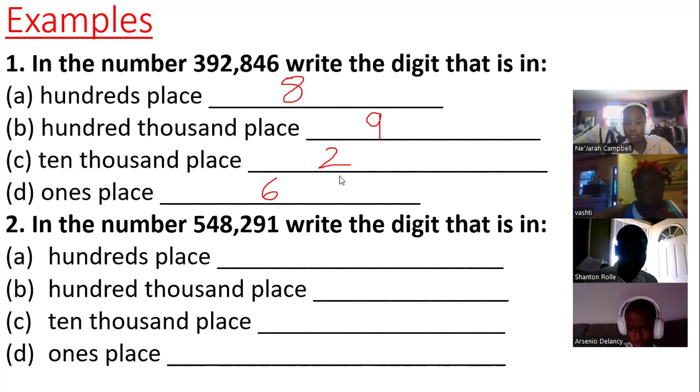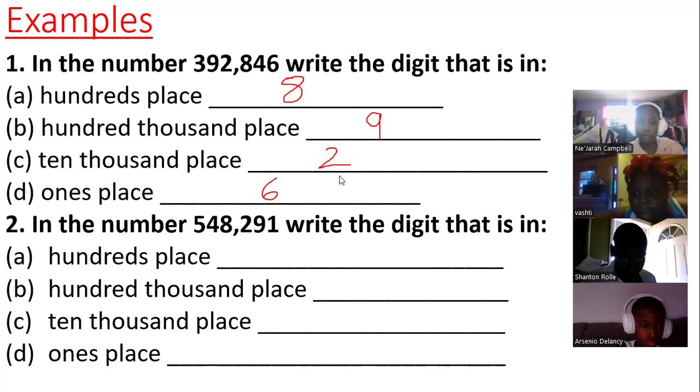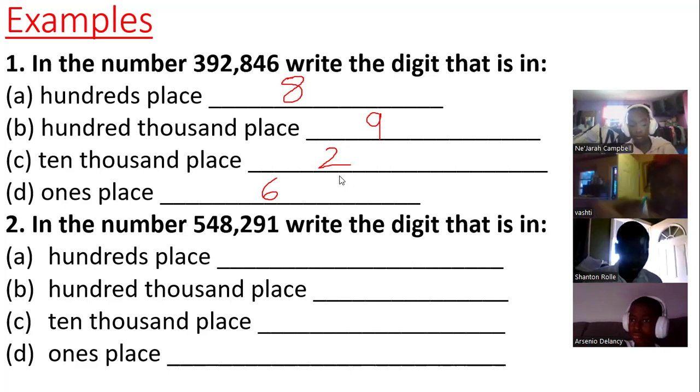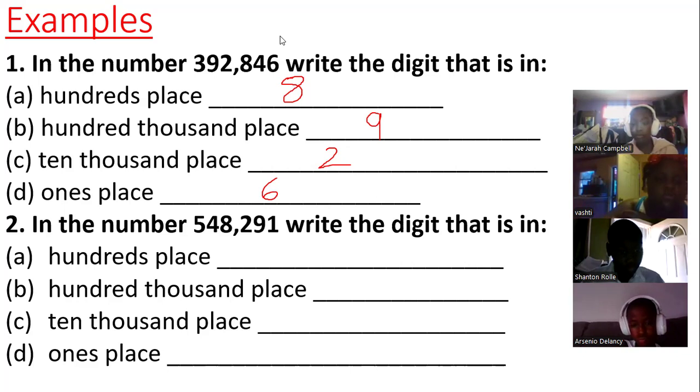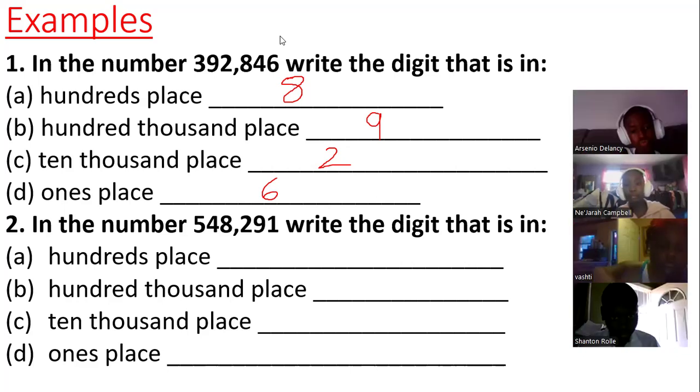Arsenio answered. Okay. Grace, Vashti, Najari, Arsenio, Shanton, Arsenio. Okay, good. Make sure I put the letter before you put the number because I need to know which letter you're talking about. So put A and then put your answer, put B, then put your answer, C, then put your answer, and then D, put your answer. Which number is in the hundreds place, 100,000s place, 10,000s place, or ones place? Okay.